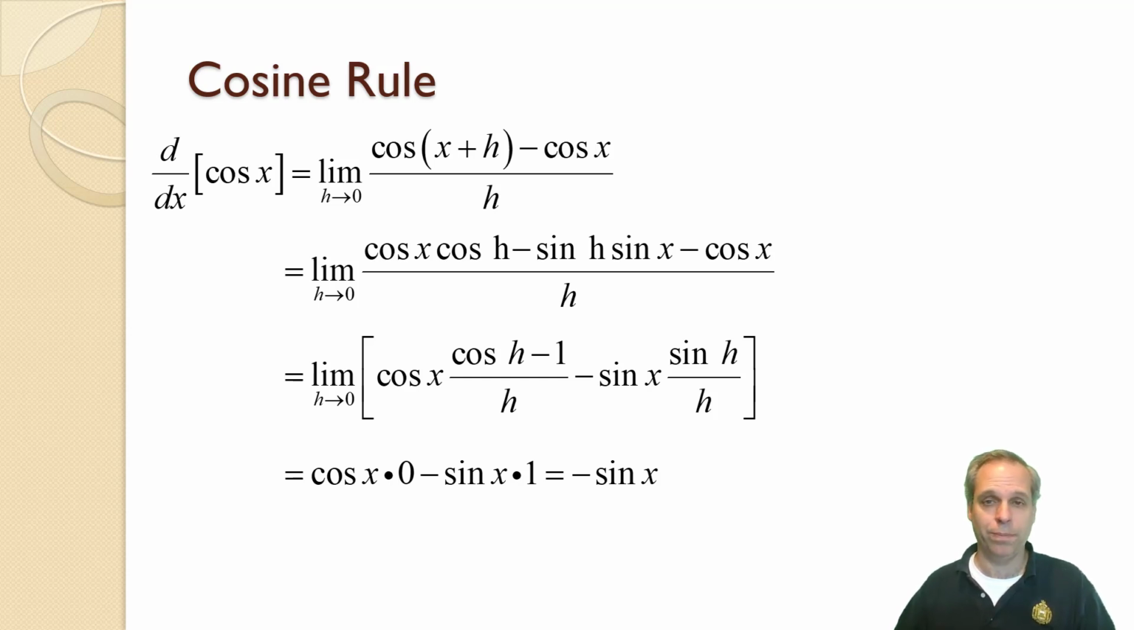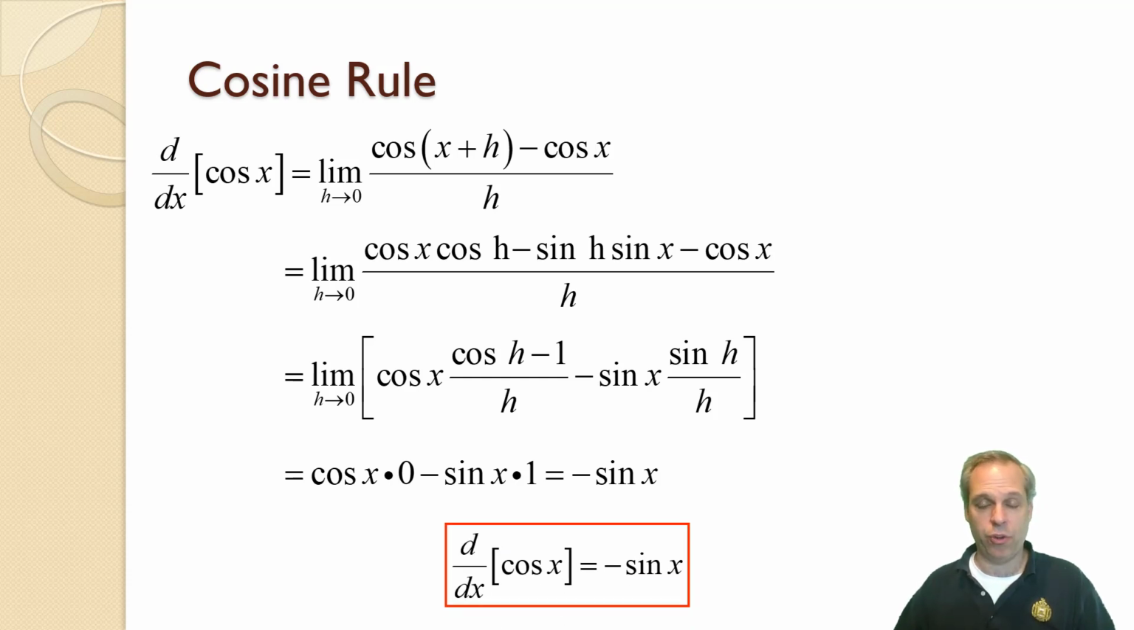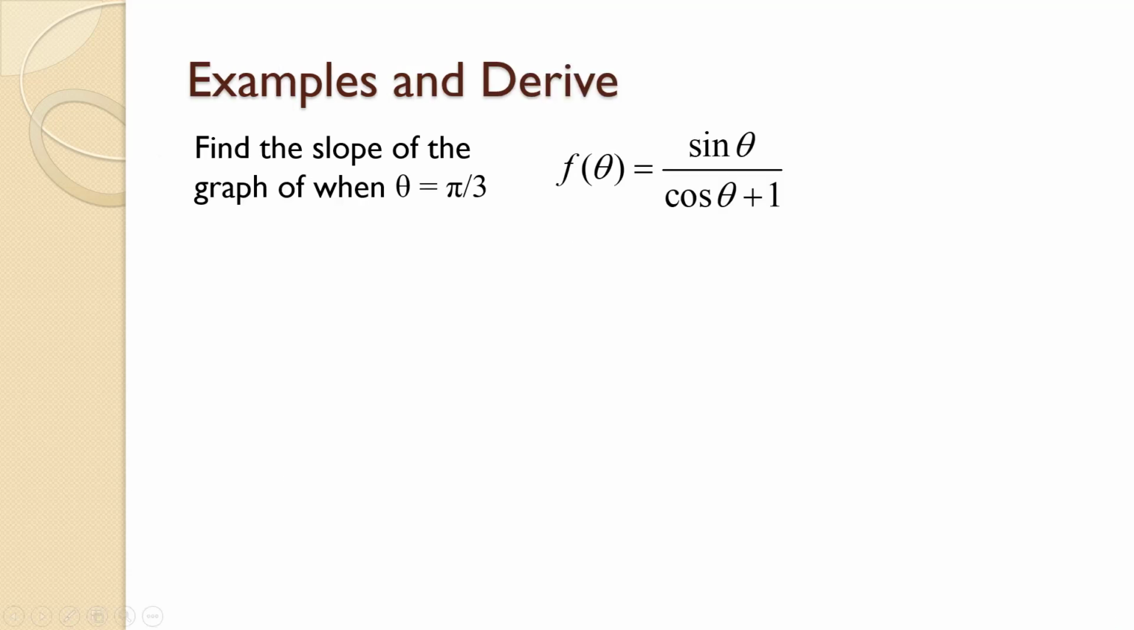That unfortunately gives us this rule, that the derivative of the cosine of x with respect to x is the opposite of the sine of x. It's not the sine of x. Let's try a quick numerical example. I want to know the slope of the graph of this particular function when theta is pi over 3. Now don't be thrown off by theta. We're just going to take the derivative in terms of that variable to find the slope or the rate of change. So what I need then is I need to know what's the derivative of this function with respect to theta. So I need the derivative in terms of theta applied to the sine of theta all over the cosine of theta plus 1. That requires the quotient rule.